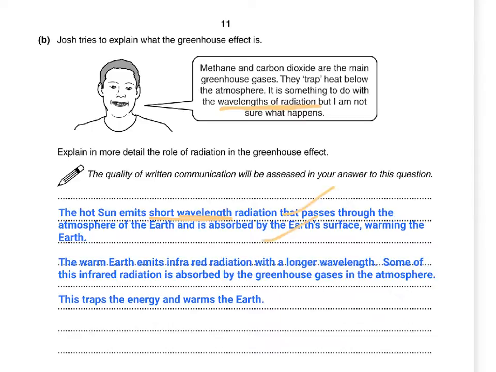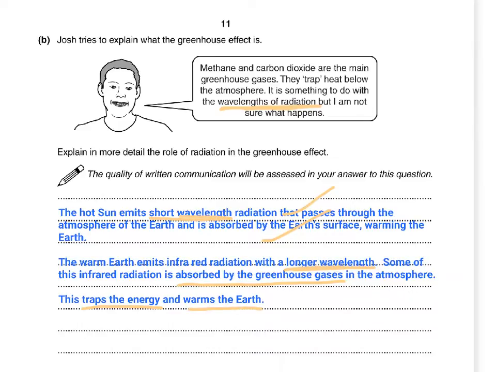Okay, so there's two remarks in there. The next thing is I then want to make clear that the Earth is then going to re-emit that radiation on a longer wavelength. So I've said the warm Earth emits infrared radiation with a longer wavelength. Some of this infrared radiation is absorbed by the greenhouse gases in the atmosphere. And of course, it's that absorption within the atmosphere that traps the energy and warms the Earth.